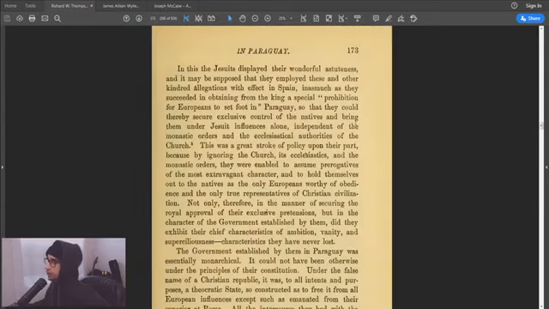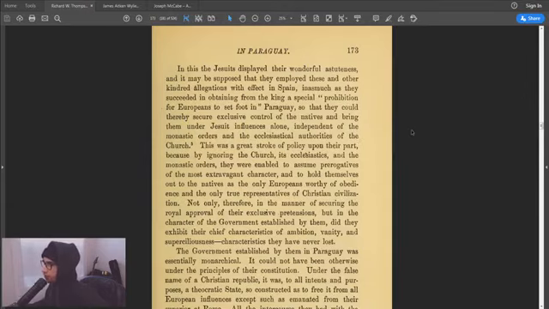So, in this, the Jesuits displayed their wonderful astuteness, and it may be supposed that they employed these and other kindred allegations with effect in Spain, inasmuch as they succeeded in obtaining from the king a special, quote, "prohibition for Europeans to set foot in," quote, "Paraguay." So they used this as a way for no one to be allowed in Paraguay but the Jesuits, so that they could thereby secure exclusive control of the natives and bring them under Jesuit influences alone, independent of the monastic orders and the ecclesiastical authorities of the church.